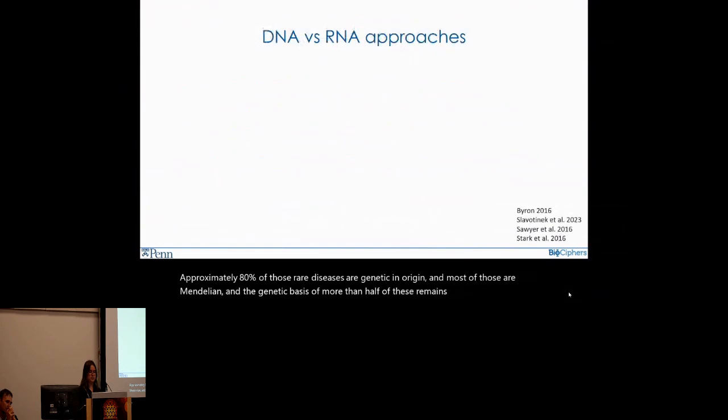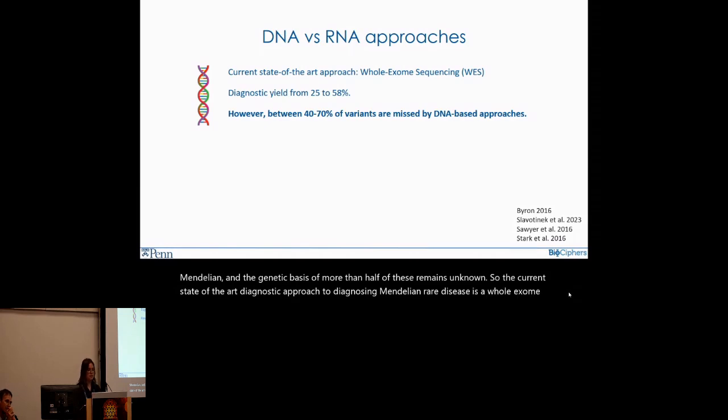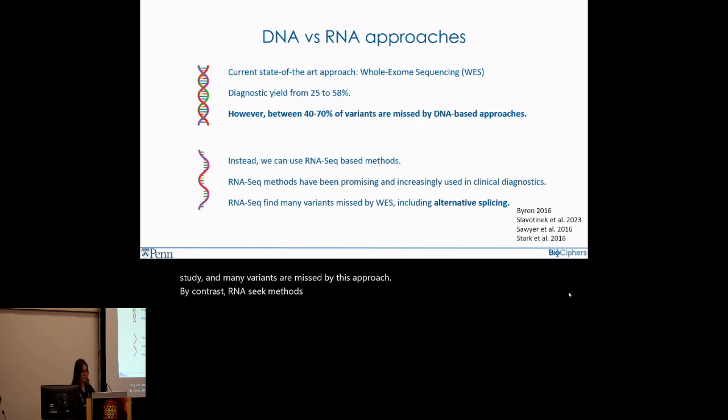So the current state-of-the-art diagnostic approach to diagnosing Mendelian rare disease is whole exome sequencing. However, the diagnostic yield of this is only about 25 to 58%, depending on the study, and many variants are missed by this approach. By contrast, RNA-seq methods have been increasingly promising and used in clinical diagnostics. RNA-seq can find many types of variants that are missed by DNA-based methods, but I'm going to be talking about alternative splicing.